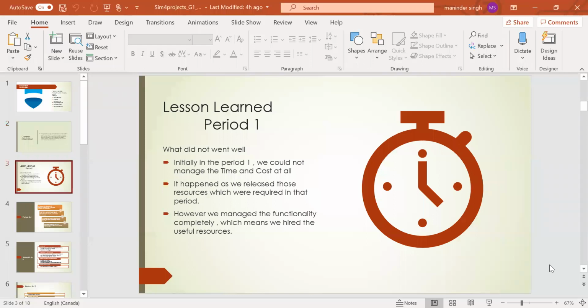In this presentation, we discuss the 12 periods that we did during the project. Talk about our first lesson, the first period, which did not go well. We did not do well in this period because we could not manage our time and cost, as we released the resources that we required in the project. However, we managed the functionality completely, which means we hid the useful resources. The next slide will be continued by Manmohit.